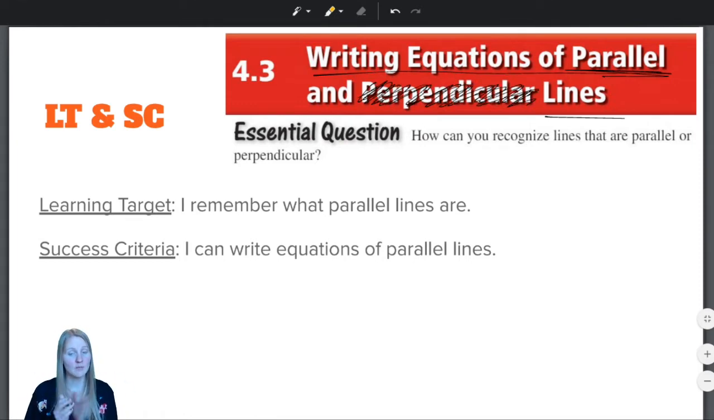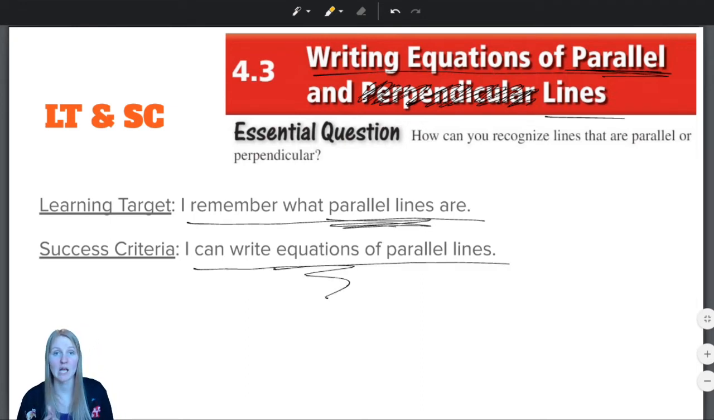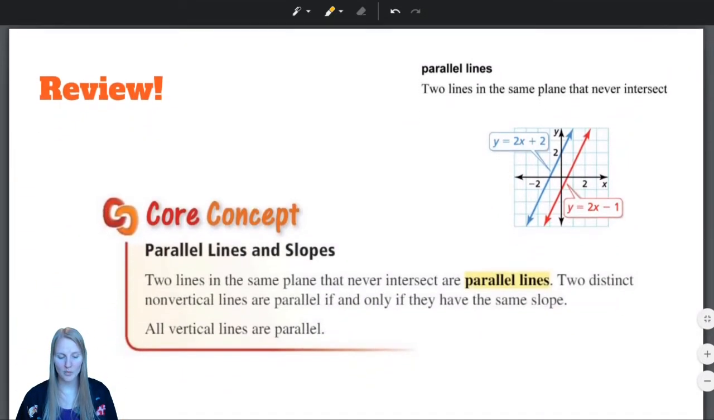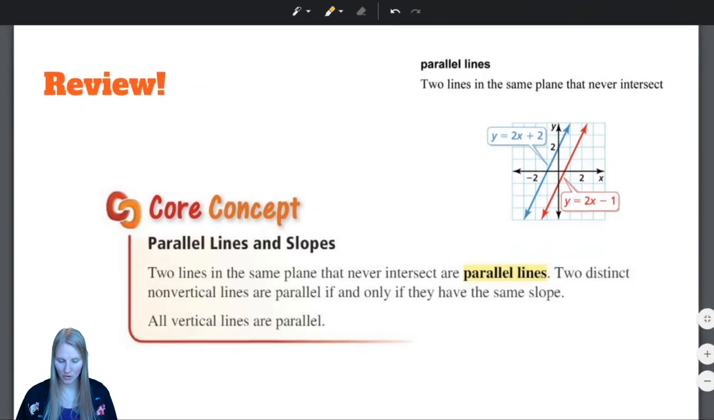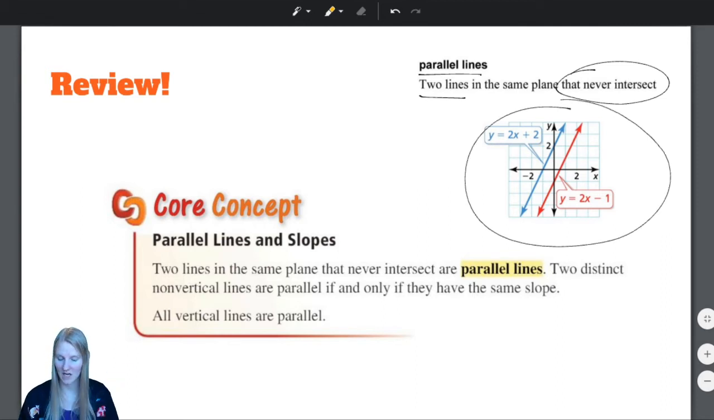But for today, our learning target is I remember what parallel lines are, and our success criteria is that you can write equations of parallel lines. So, what are parallel lines? And let's write equations of them. Let's remind ourselves what makes two lines parallel. Parallel lines are two lines that never intersect, just like this picture that we saw in the last video.